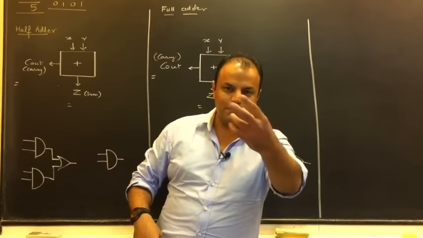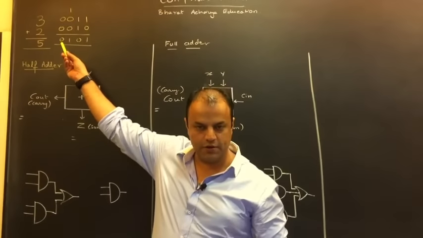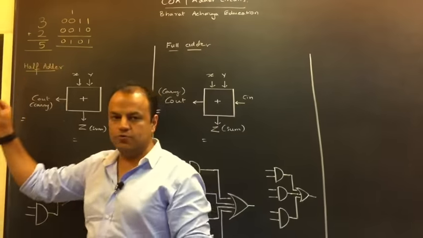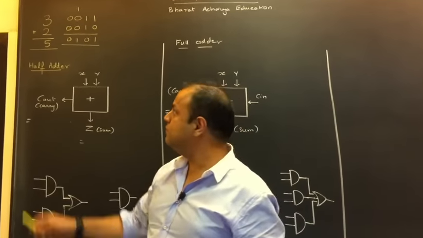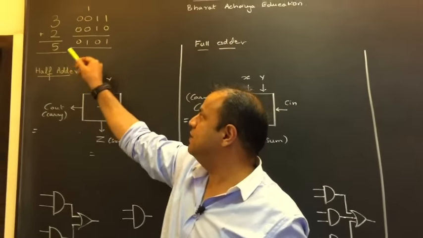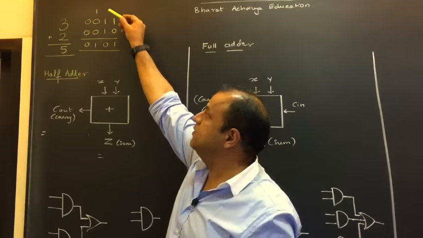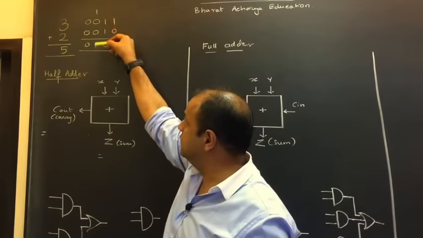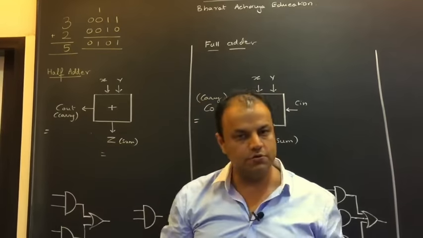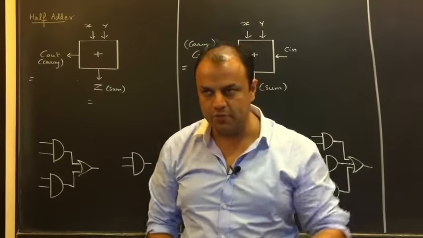Now suppose I want to add two numbers. Look here. Suppose the numbers are 3 and 2. You add them, the answer is 5. That is obvious. 3 is 0, 0, 1, 1. 2 is 0, 0, 1, 0. Let's add them. 1 plus 1 is 0, carry 1. You know that, right? 1 plus 0 is 1 and this is 0. So this is 0, 1, 0, 1, which is 5. Everybody knows. Nothing wrong with this.